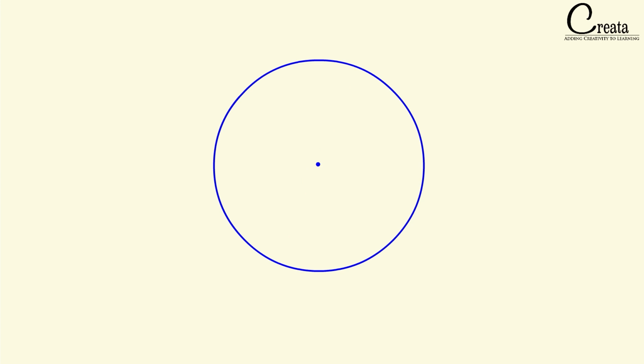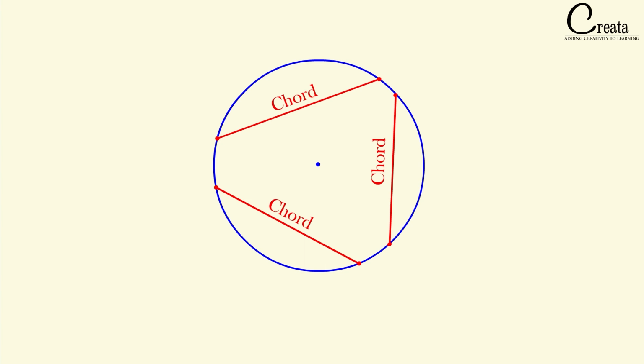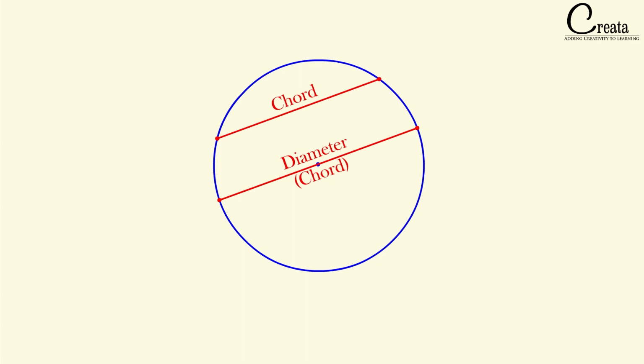And if we join any 2 points on the circumference of the circle, it will form a chord. So this is a chord, this is a chord, all these are chords. And the chord which passes through the center of the circle is the diameter. So the diameter is also a type of chord, or we can say the longest chord of a circle is the diameter. So let's move to the secant.